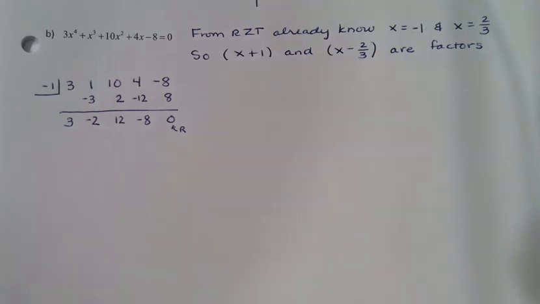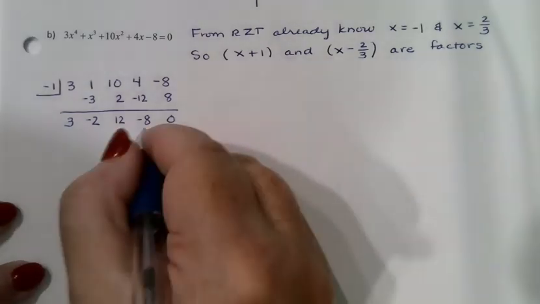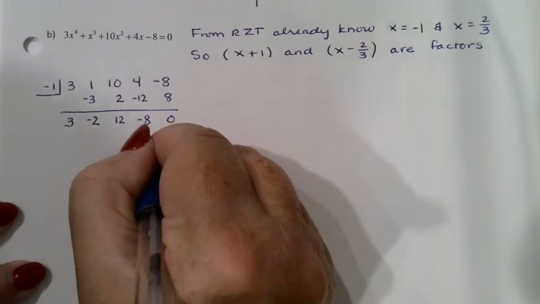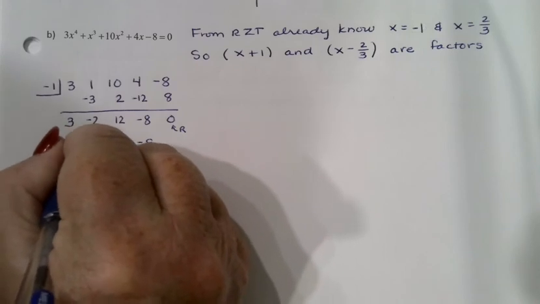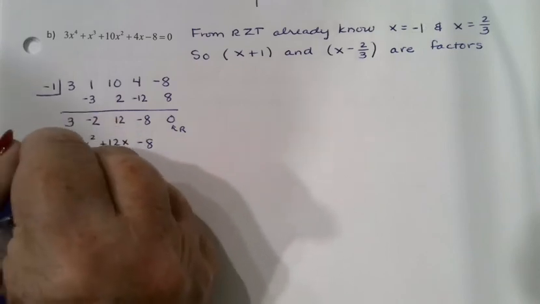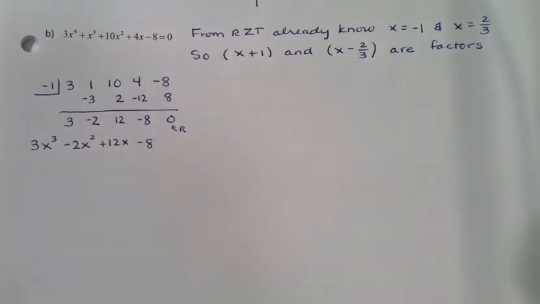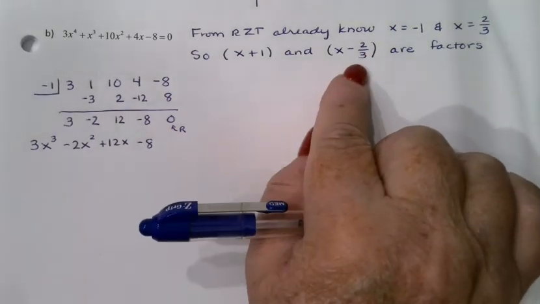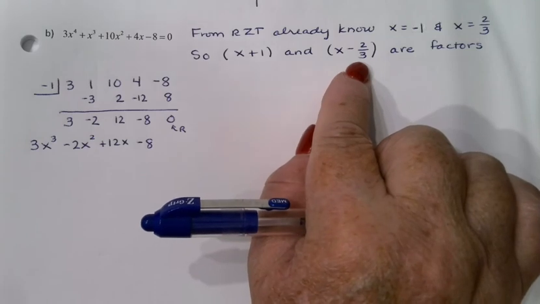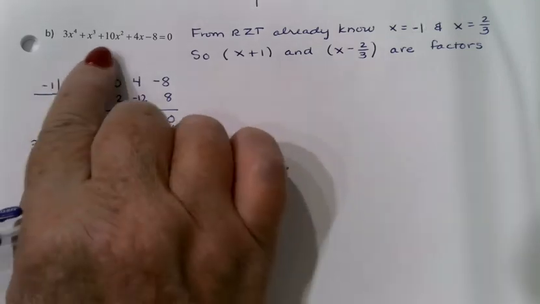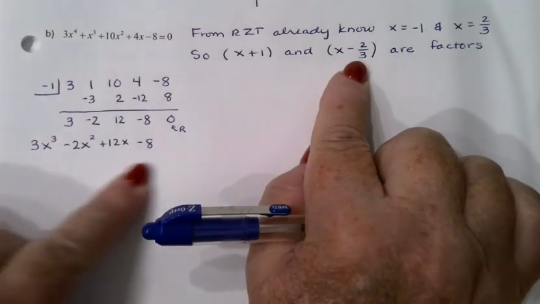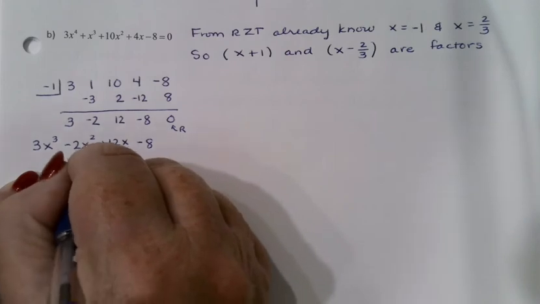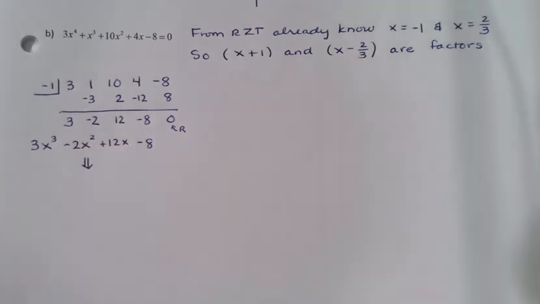All right. Now, if I wanted to, well, maybe I will. Let's see, I'm going to work backwards. This is negative 8, positive 12x, negative 2x squared, and that would be 3x cubed, right? I have another factor, x minus 2/3. Rather than go back to the beginning, I'm going to go ahead and divide my new polynomial here by this x minus 2/3.